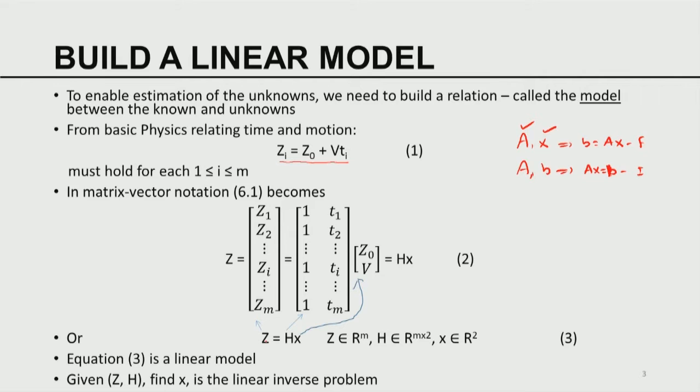Therefore, here this problem z is equal to h of x, h is known, z is known, I need to find x. So this problem is an inverse problem in the sense of the inverse problem that we have talked about. So given z and h, find x. This is an example of a linear problem, an example of an inverse problem, an example of a linear inverse problem.